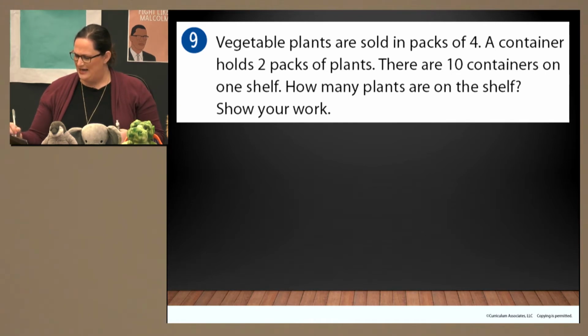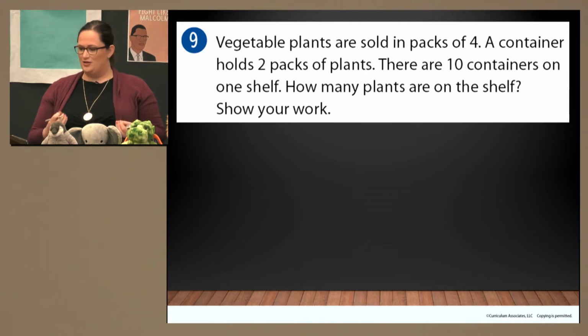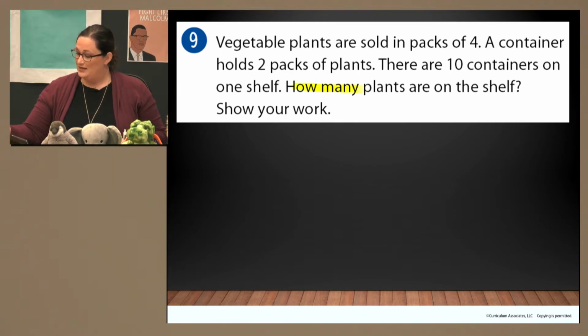Okay, let's read again and figure out what our question is. Vegetable plants are sold in packs of 4. A container holds 2 packs of plants. There are 10 containers on one shelf. How many plants are on the shelf? What's our question? How many plants are on the shelf?